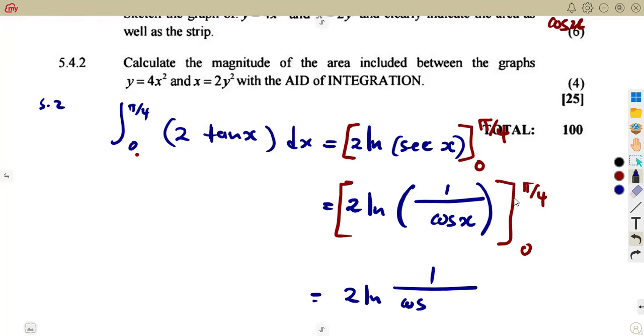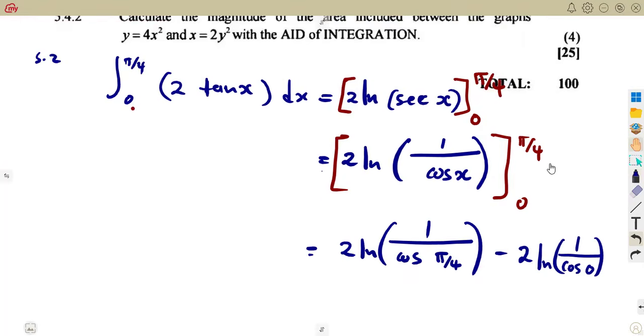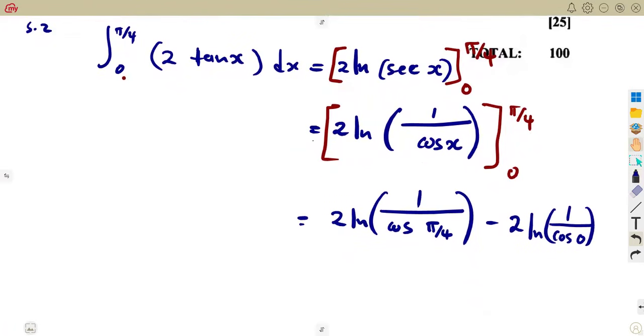We can even use the degrees there in place of pi over 4. If you work with the pi over 4 as it is, meaning to say your calculator must be in radians. Once you use this, your calculator must be in radians. Minus the lower limit, so it will be 2 ln of 1 over cos what? 1 over cos 0, with your calculator in radians.